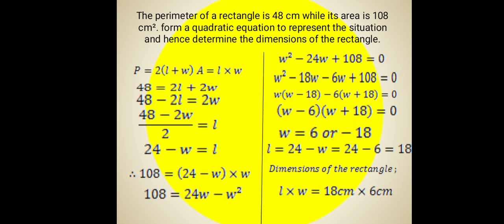Now we go to that of the area. Area, we know it is length times width. But we know the length is equal to 24 minus W. So substitute 24 minus W for the value of length, and then this should be equal to the area we have been given of 108 centimeters squared, and then we solve for W. We get that W is equal to 6. So the dimensions of the rectangle will be 18 times 6, because the length is 24 minus W. So 24 minus 6 is 18, and the W itself is 6. So length times width is 18 times 6.